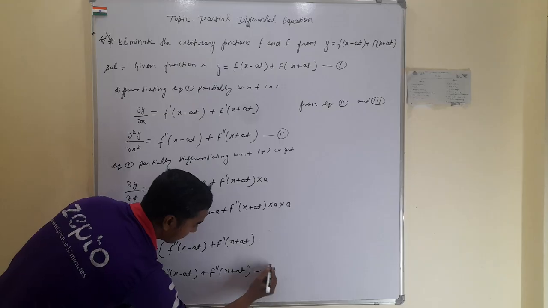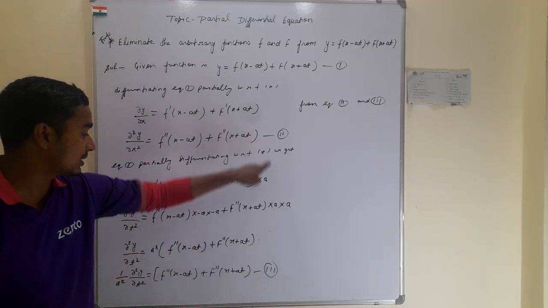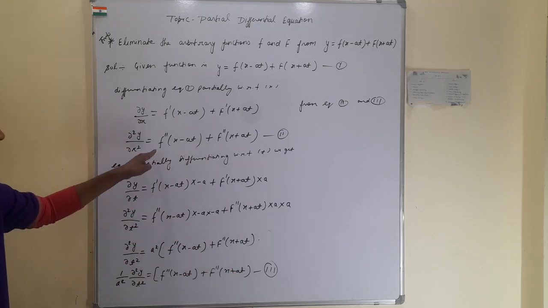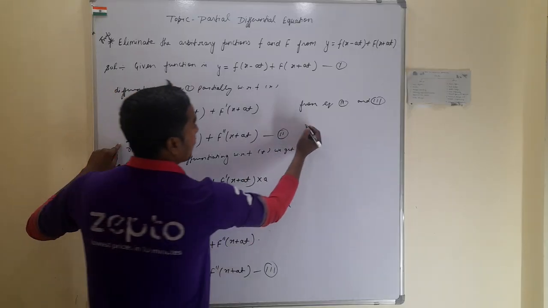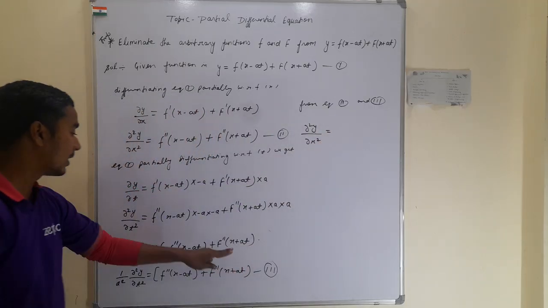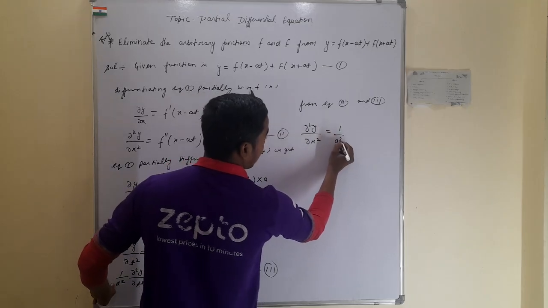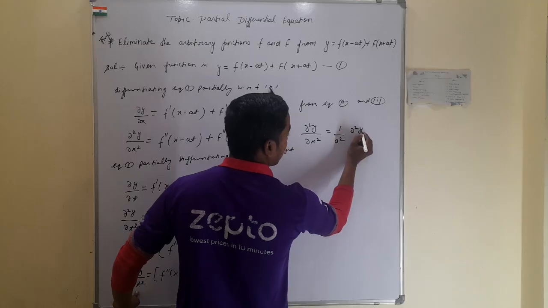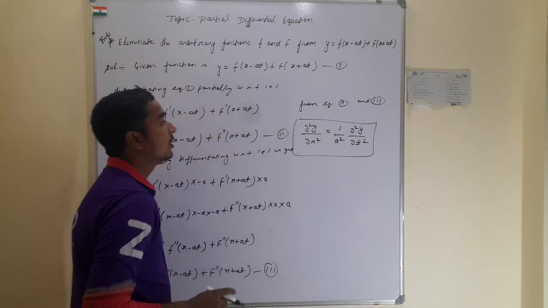Let this be equation 3. Comparing equations 2 and 3, if the right-hand sides are both equal, then the left-hand sides must also be equal. So the left-hand side of equation 2 is ∂²y/∂x², and the left-hand side of equation 3 is 1/a² into ∂²y/∂t², and this is the required partial differential equation of the given problem.